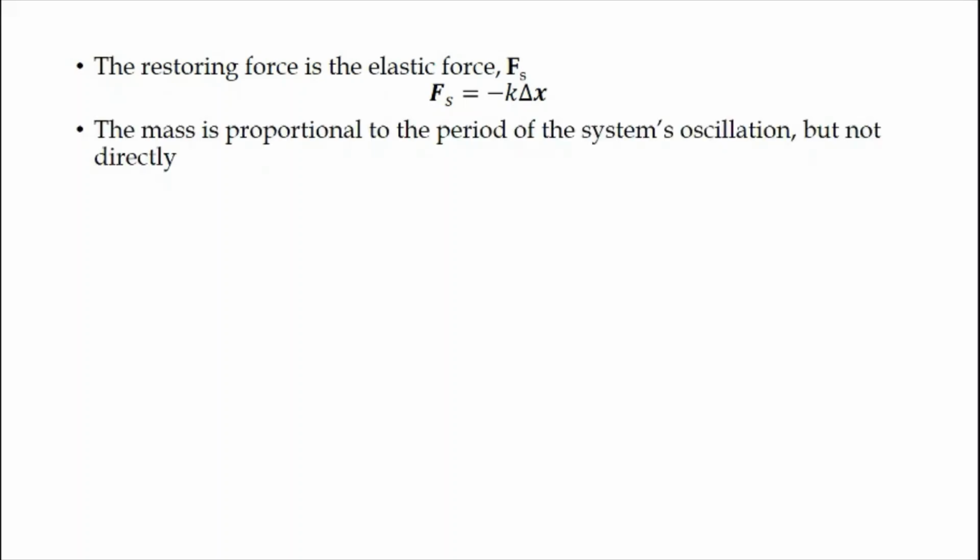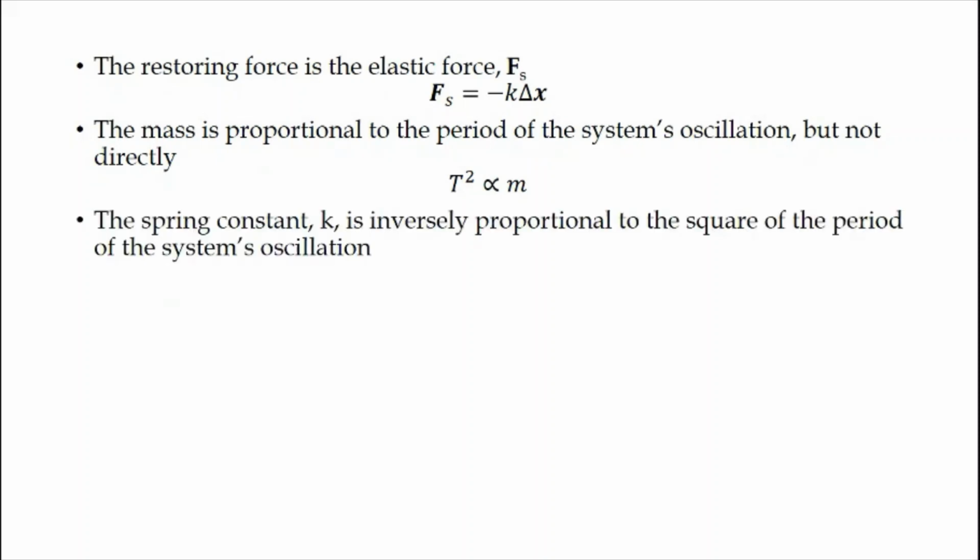Now, from our data, we now know that the mass is related to the period of the system's oscillation, but again, not directly. We saw that doubling from 50 grams to 100 grams did not actually double the period. It only brought it up by, turns out again, a square root term. So the square of the period is what's proportional to the mass. And then we noticed that the spring constant is inversely proportional to the square of the period of the system's oscillation.